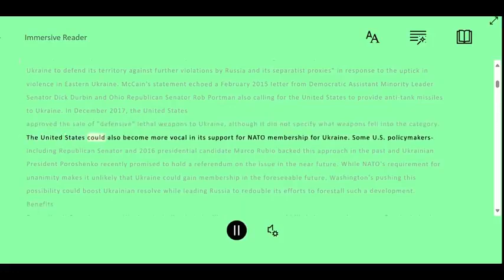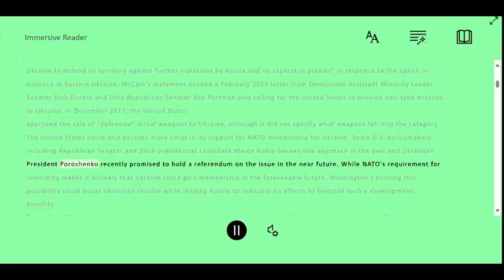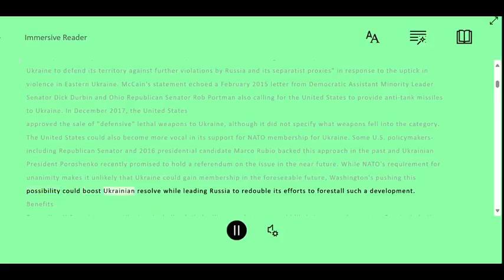The United States could also become more vocal in its support for NATO membership for Ukraine. Some U.S. policymakers, including Republican Senator and 2016 presidential candidate Marco Rubio, backed this approach in the past, and Ukrainian President Poroshenko recently promised to hold a referendum on the issue in the near future. While NATO's requirement for unanimity makes it unlikely that Ukraine could gain membership in the foreseeable future, Washington's pushing this possibility could boost Ukrainian resolve, while leading Russia to redouble its efforts to forestall such a development.